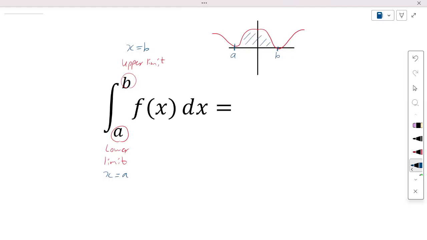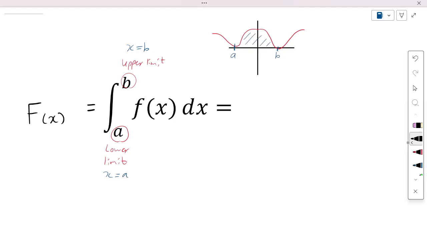But let's just take into consideration the integrand, which is actually the function. The integrand is just f of x, right? It's what we are integrating. This can also be written as capital letter F of x.